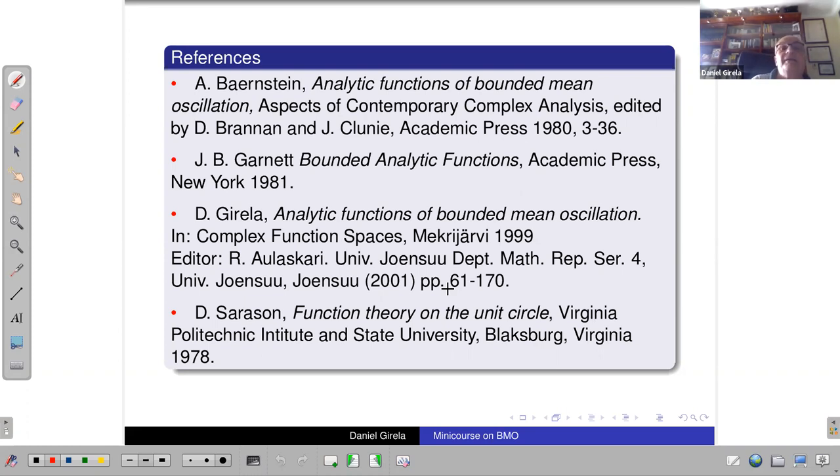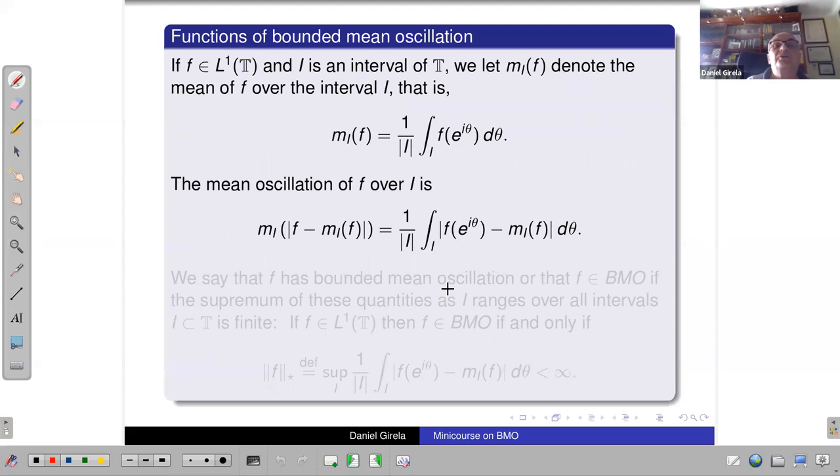So these are references, and then let's start. We are going to work with functions defined on the unit circle. The definition is similar to the one I gave before for a function in L1 of R. Here we don't have to say L1 loc because we are working in the compact case. If we have a function in L1 of the circle and I is an interval, we consider the mean of f over I, where the bar I means the length of the interval.